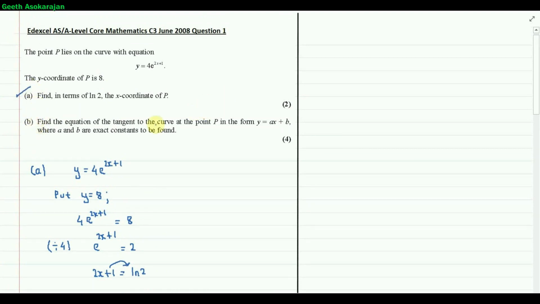Now for part B. Let's have a read. Find the equation of the tangent to the curve at the point P in the form y equals ax plus b, where a and b are exact constants to be found. So let me try part B here.